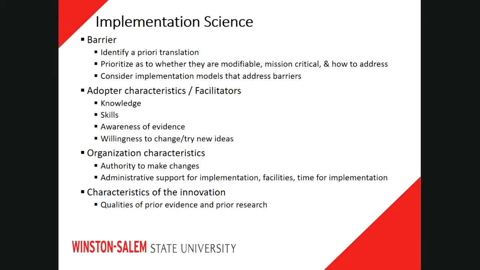Look at your adopter characteristics. Look at facilitators. Consider knowledge and skills and their awareness of evidence and their willingness to change. Consider organizational characteristics. Who actually has authority to make changes? It's one thing to speak with someone who supports your project, but if they don't have the authority to make changes, then you may not go as far as you would like. And again, looking at administrative support for implementation, facilities, and actually having time from whatever resources you need, particularly staff, for implementation, and looking at the various characteristics of the innovation.